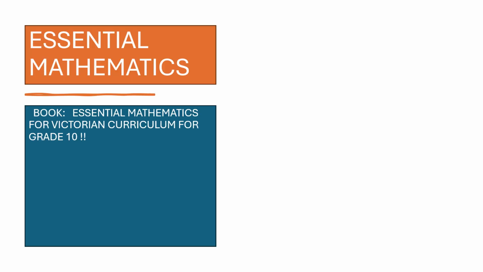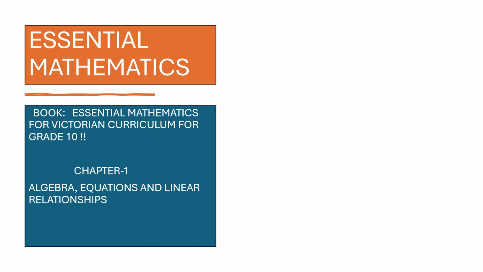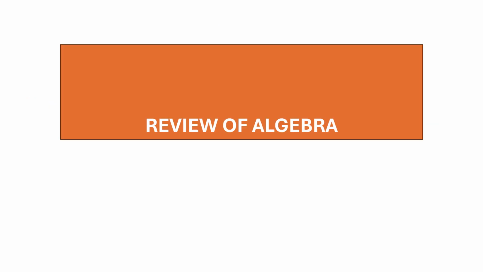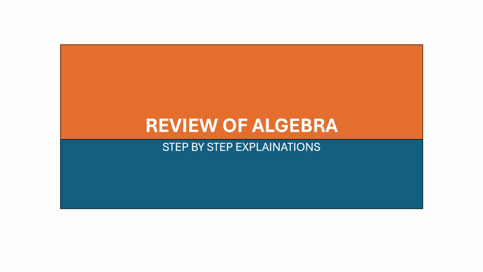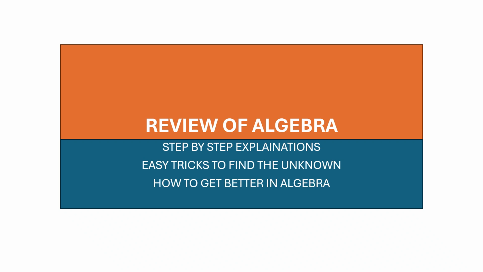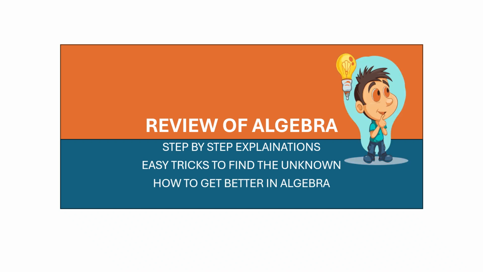Let's understand from the book Essential Mathematics for Victorian Curriculum for Grade 10, Chapter 1, and the topic is Algebra, Equations and Linear Relationships. Now let's review algebra. Here you will study step-by-step explanations, easy tricks to find the unknown, and how to get better in algebra. Let's understand.